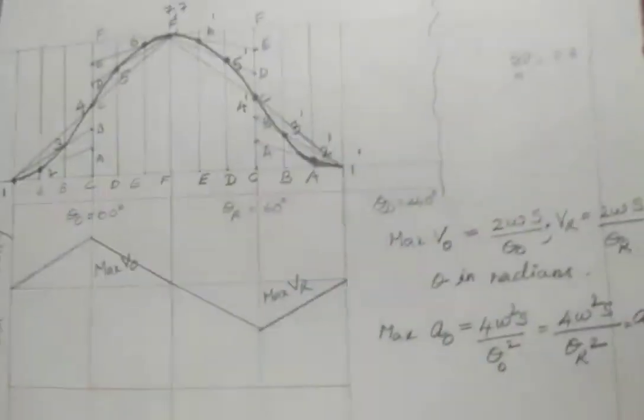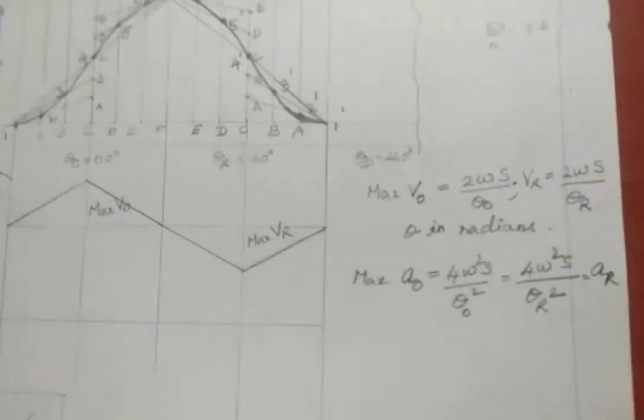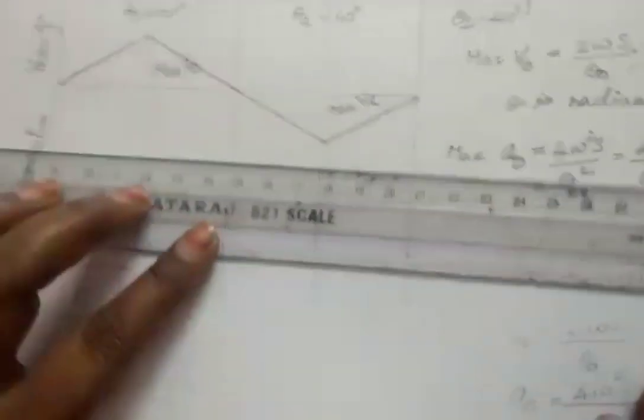So the velocity is over, and come to the acceleration diagram. Acceleration also in the same way.